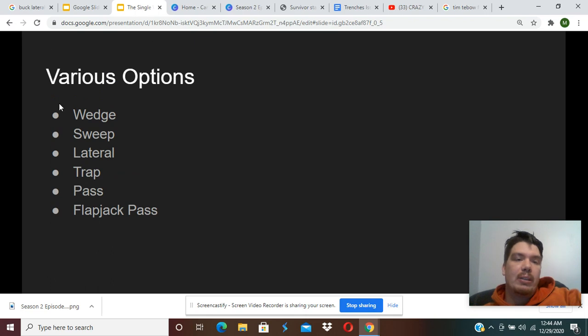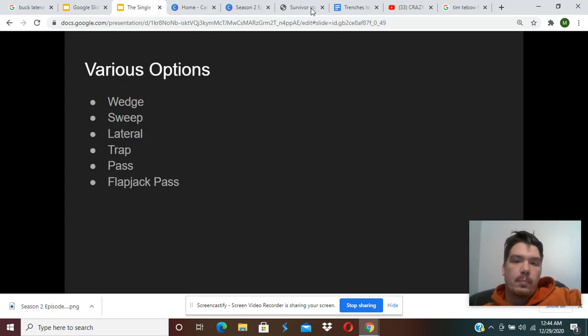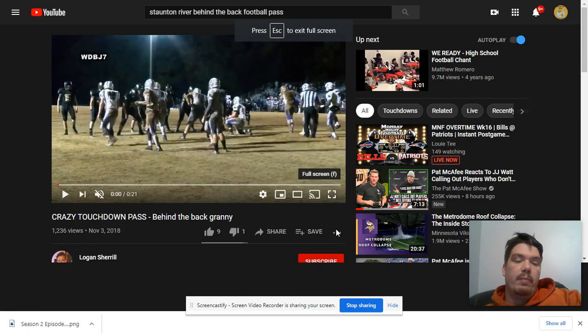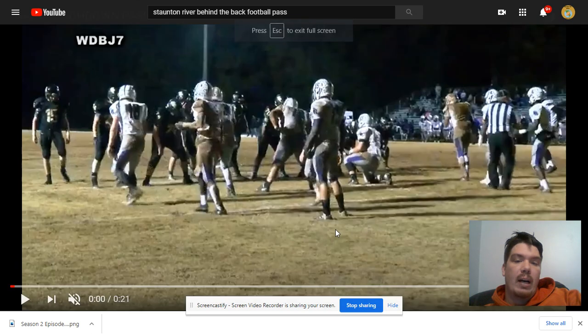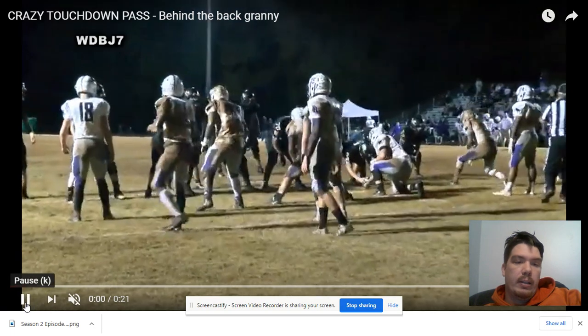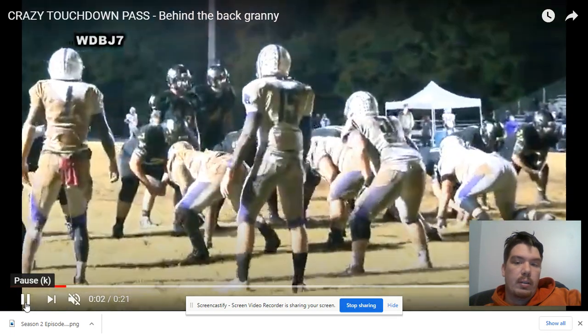I wanted to show you this. This is a couple years ago. I talked about that Stan River team. I believe, not sure if the single wing was still their base at this point, but they ran this play. How do you like this off the buck lateral series here?